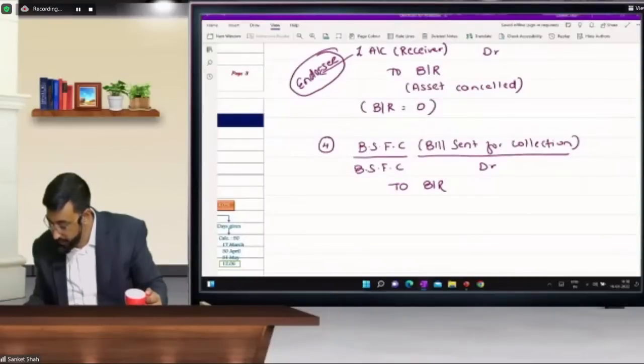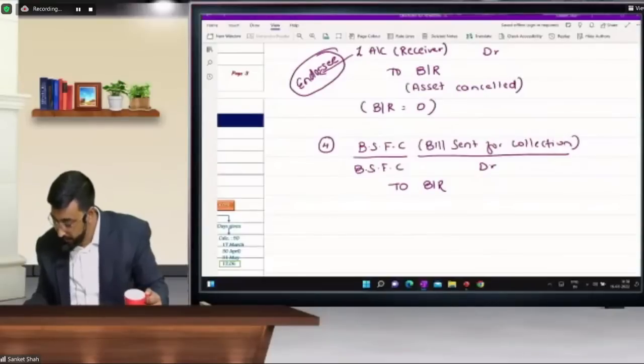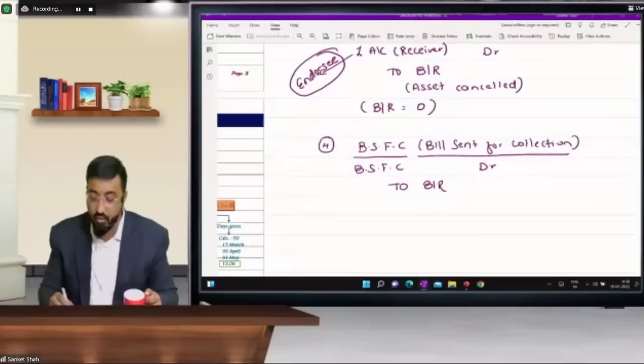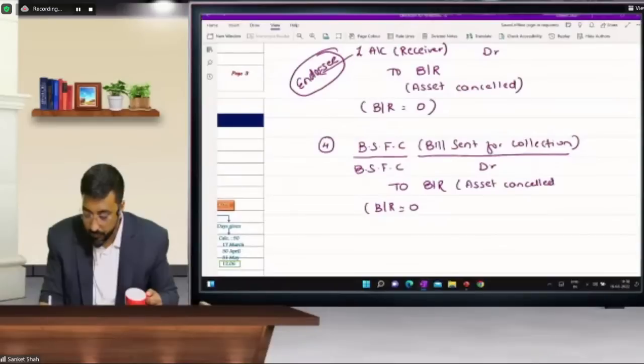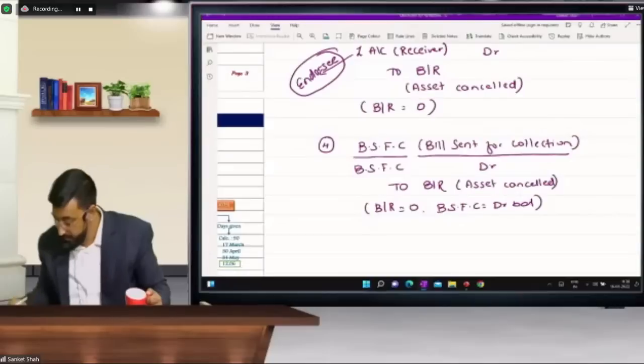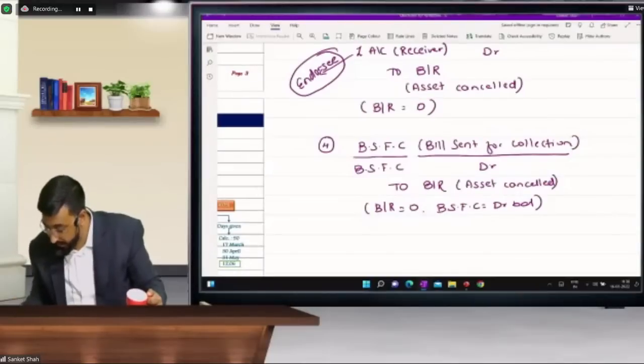No, no, no. In case of endorse, no discount. Agent can be a bank. Yes, beta. Which account is getting closed, beta? Bill receivable, beta, balance zero. Asset cancelled. Now asset is not with me. And bill sent for collection is showing debit balance of rupees 100. So bills sent for collection is 100.